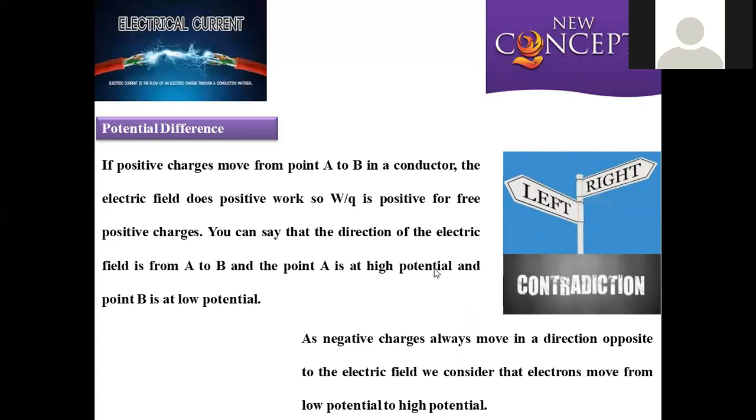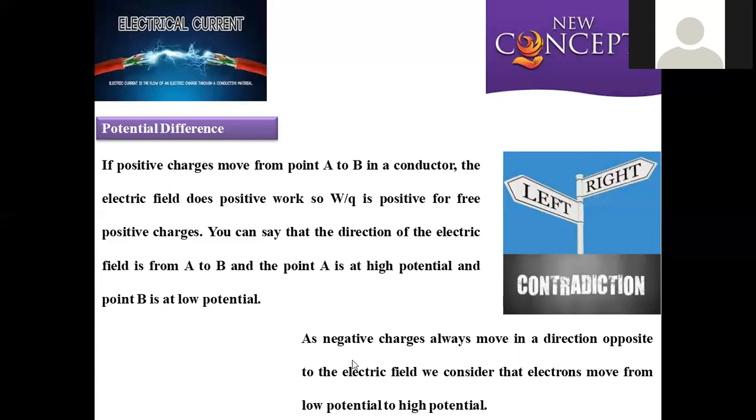This is the important condition required in order to get this positive, because always the natural tendency of potential is from higher to lower in order to get the equilibrium. Then only will the positive notation be assigned for W by Q. This is a kind of situation for the natural tendency.